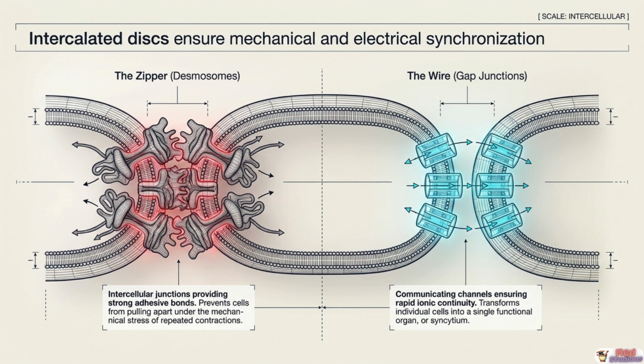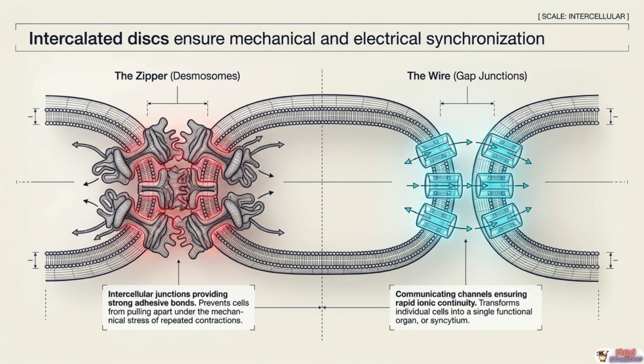Think of these discs as containing two distinct systems, the zipper and the wire. The mechanical zipper consists of desmosomes. These are heavy-duty intercellular junctions, providing powerful adhesive bonds that lock adjacent cell membranes together, preventing the cells from pulling apart under the immense mechanical stress of continuous contractions.